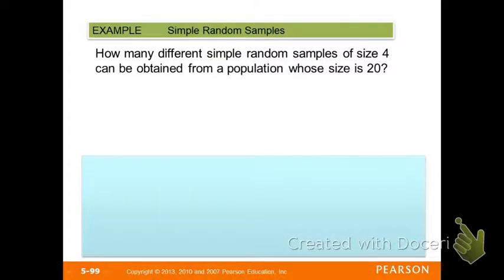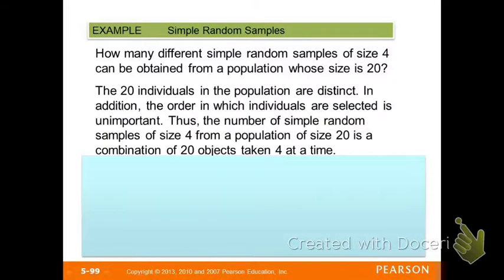How many different simple random samples of size 4 can be taken of a population whose size is 20? Now, if we give this a little bit more meaning, if we had a class of 20 people and we needed to choose 4 people, how many different ways can 4 people be chosen from 20 people? How many different groups of 4 could we choose?